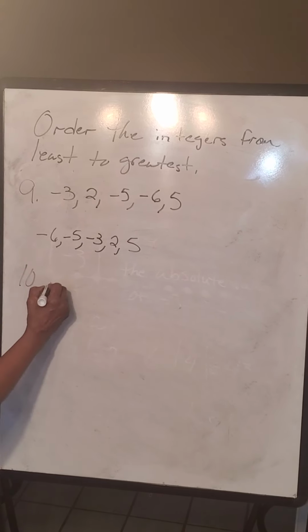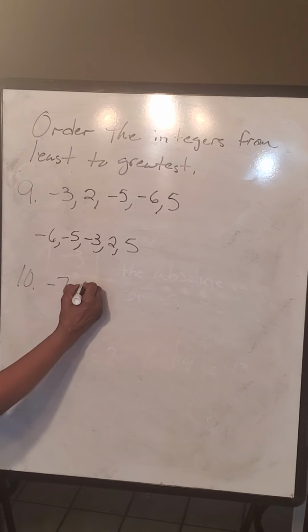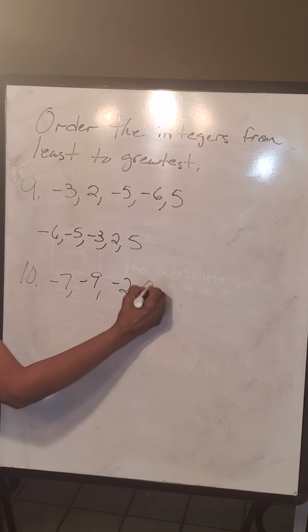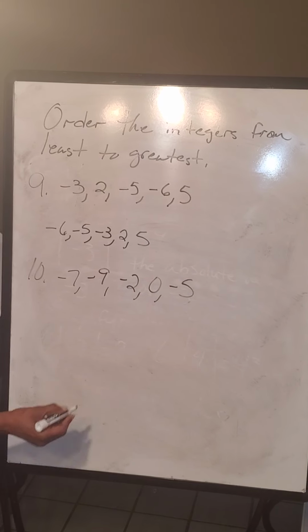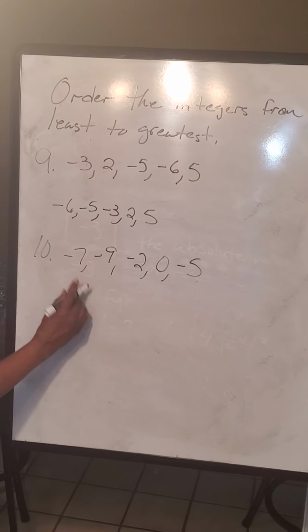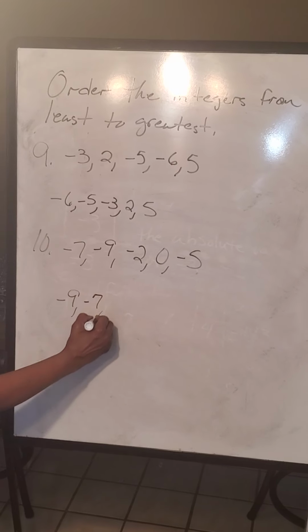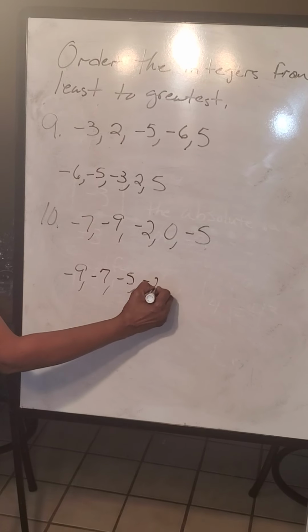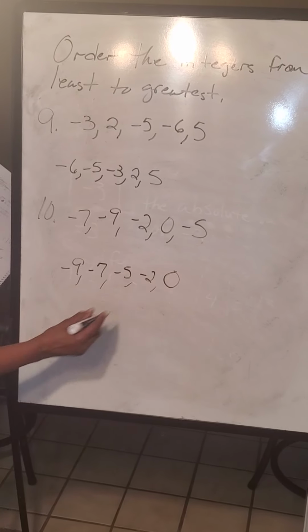Example 10. If I had a -7, -9, -2, 0, -5. Well, the smallest number up here is the -9. Then I have my -7. After that comes -5. Then my -2. Then 0.